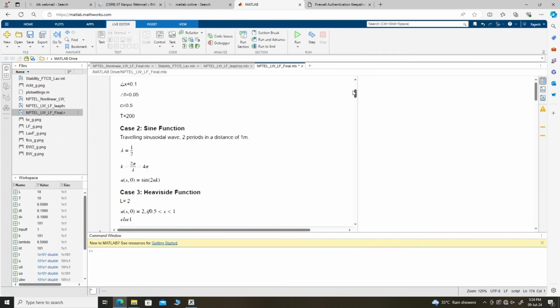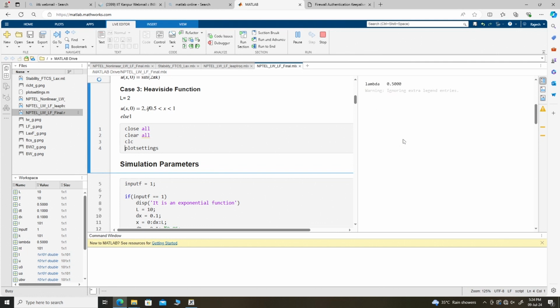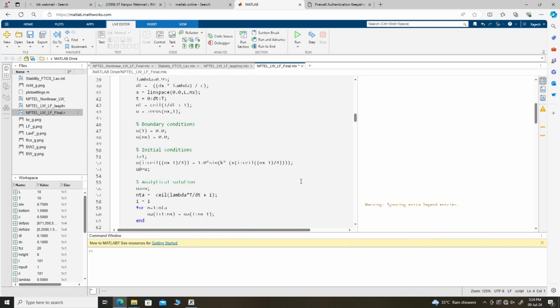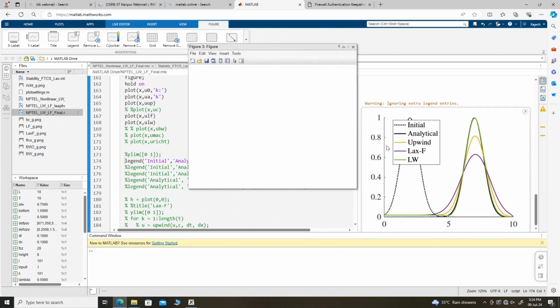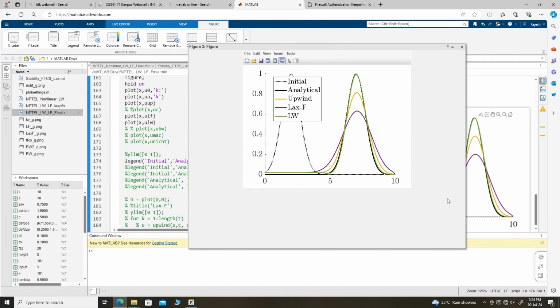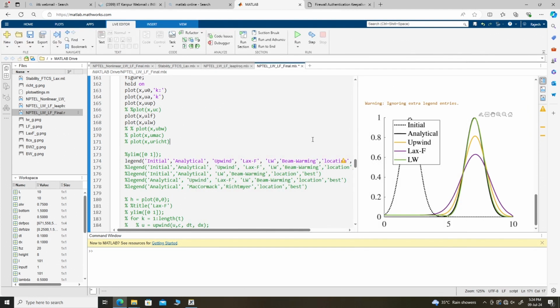Let me just call one more thing because the plot is not looking properly. This is just a setting for the plot so that I can see it more clearly. Yeah, you can probably see it better now. Here this is the initial condition and this is the final one. Now, let us do it for the other cases. Maybe I want to include the Beam-Warming also. Let us include the Beam-Warming also.